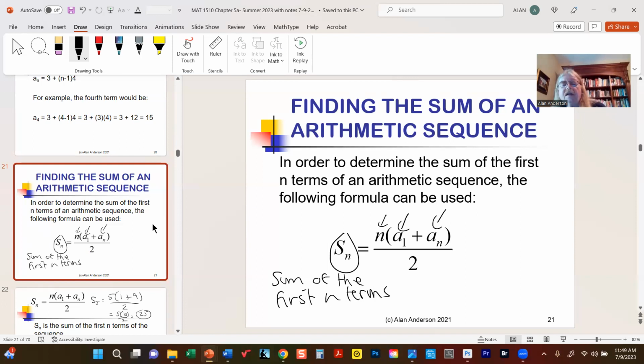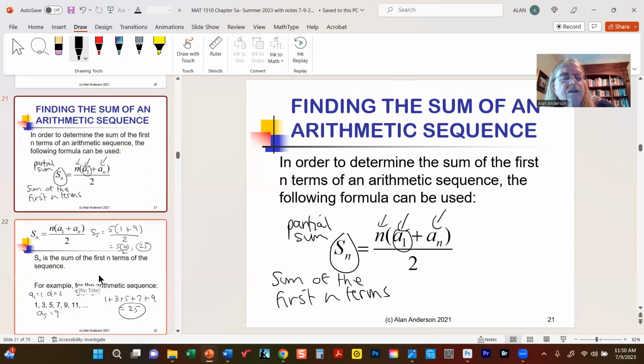And so you can see Sn is the sum of the first n terms. Sometimes this is called a partial sum, by the way, because we're not considering all the terms out to infinity, only the first n. N itself is the number of terms we're looking for. A1 is the first term, an is the nth term, and then we divide all that by 2. So using this formula, we may have to figure out for ourselves what an is. A1 has to be given to you in the problem. An, we may have to do that ourselves.